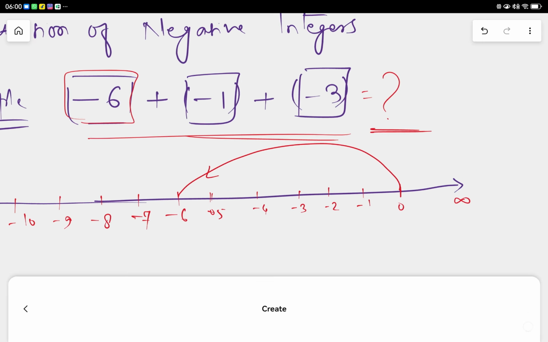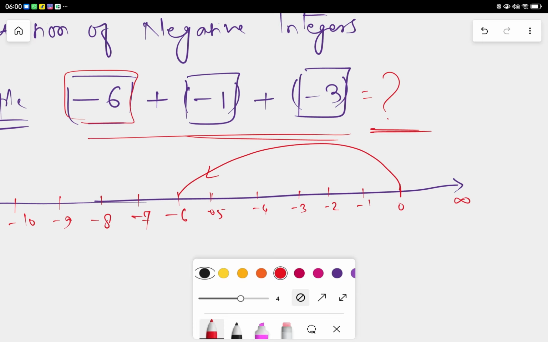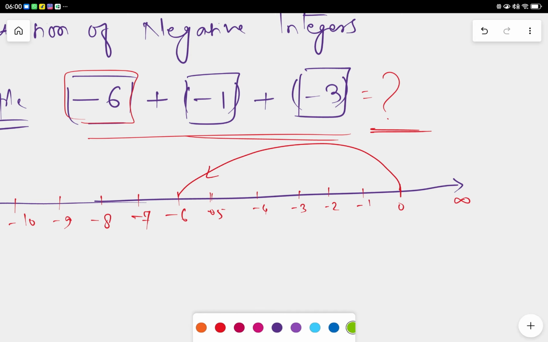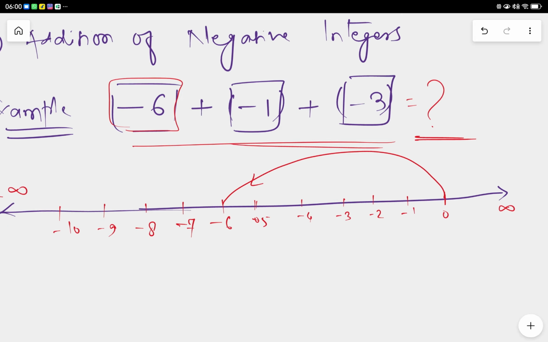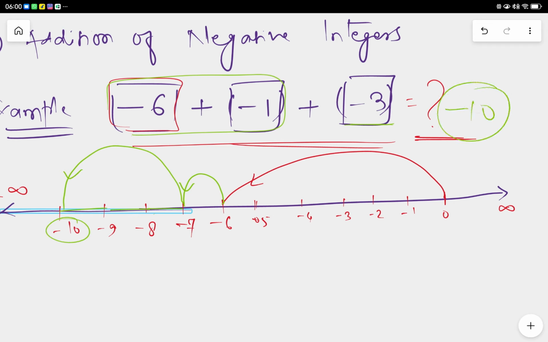Okay, now again we have to make a jump, since it is all about adding negative integers, the jump will always be backward. 1 unit again backward, -7. If this would have been my question, it would be -7 answer. But the question is, again you have to add -3. That means we have to make 3 more jumps. 1, 2, 3. So finally, after the 3 jumps, my answer is -10. Very good answer.